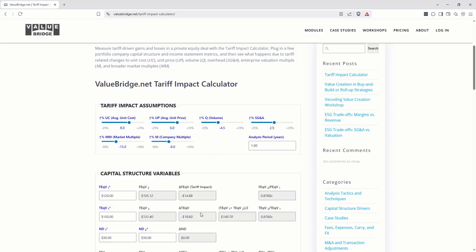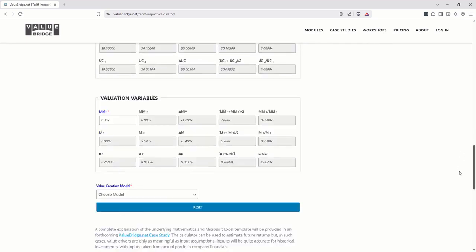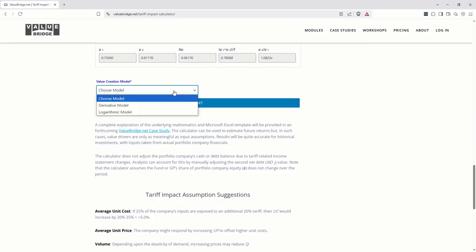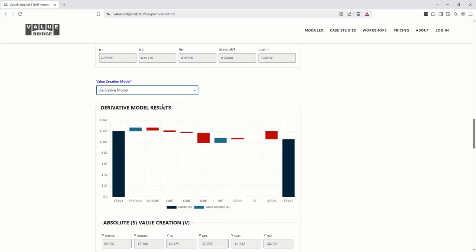Right here, we can immediately see how these factors impact the return, and when you scroll down to the bottom and select the model, you generate a value bridge that quantifies all the sources of value change. They include pricing, volume, gross profit margins, operating expenses, market multiples, the company's relative valuation, gearing, which is how much debt on the balance sheet has amplified equity gains or losses, and cash flow generation.